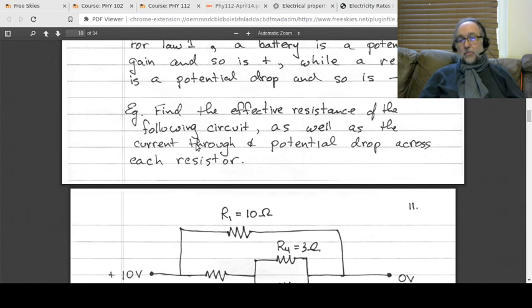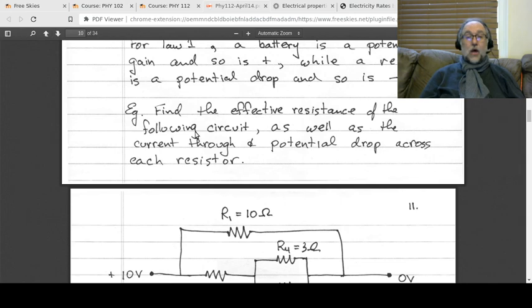This problem asks for quite a few things. First, I want the effective resistance of the entire circuit. I've actually got 4 resistors hooked up in not a very complicated way, but complicated enough. So I've got 4 resistors, and I want the effective resistance of the whole circuit. So combine all those 4 into one.